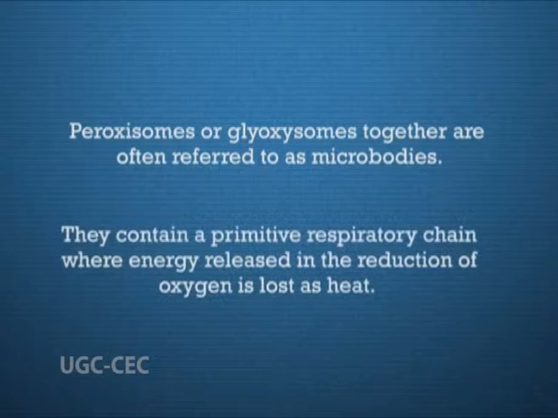They contain a primitive respiratory chain where energy released in the reduction of oxygen is lost as heat. Microbodies occur in all major groups of eukaryotes, including yeasts, protozoa, plants, and animals. The contribution of these organelles to total beta oxidation in a given tissue varies considerably. In animals, microbodies are particularly important in liver and kidney. In fact, in liver, it seems that mitochondria and microbodies collaborate in overall fatty acid oxidation.